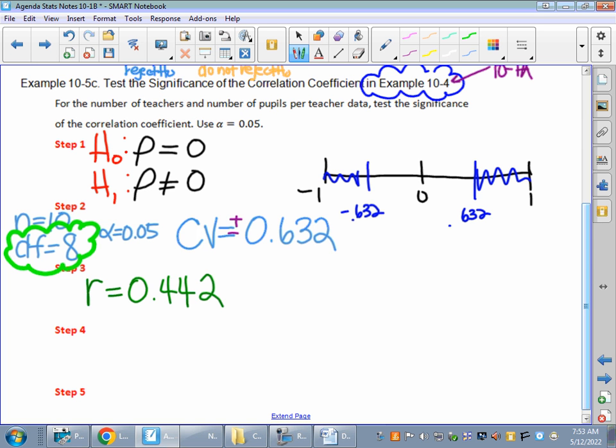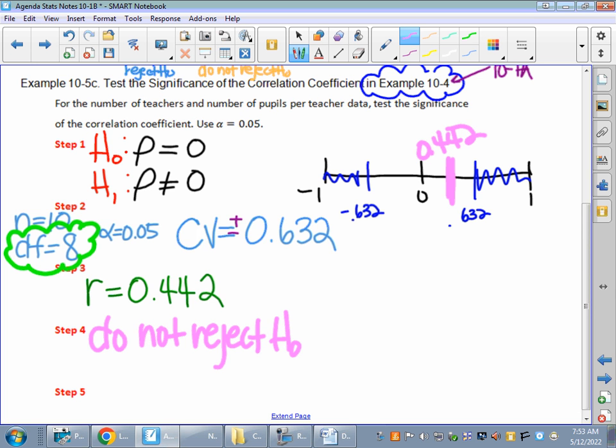So step 4, we need to make a decision. So 0.442 on this number line from -1 to +1 would fall about right here, right? So that's definitely in the non-shaded, non-rejection region. Do not reject H sub O. Which means we like that rho is equal to 0. So if rho is equal to 0, we are going to say that there is not a significant relationship, because rho equals 0 and 0 is no relationship.